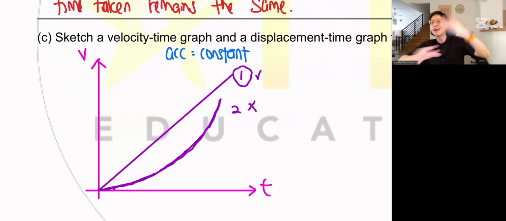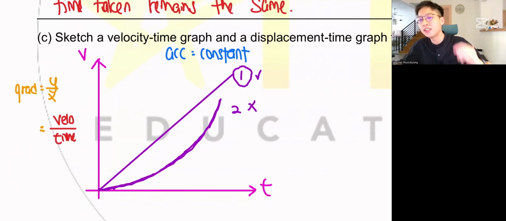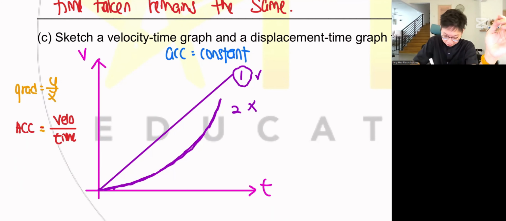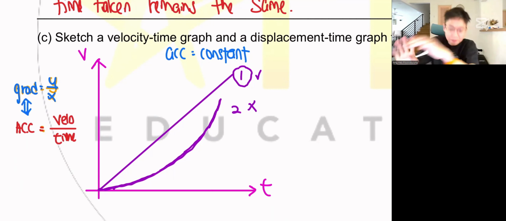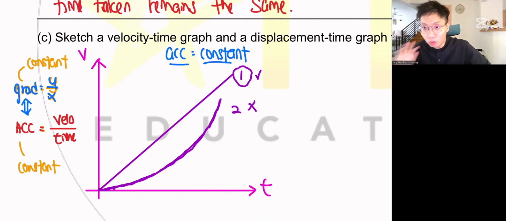Because when we do this kind of graph, promise me you have to recall this first. Gradient of a graph is equal to y-axis divided by x-axis, correct? Which means y-axis over x-axis for this graph is the same as velocity divided by time. If I use velocity divided by t, (v minus u) over t, I will get acceleration, correct? So my gradient is going to be the same as my acceleration. If my acceleration is constant, that means my gradient should be constant, right?